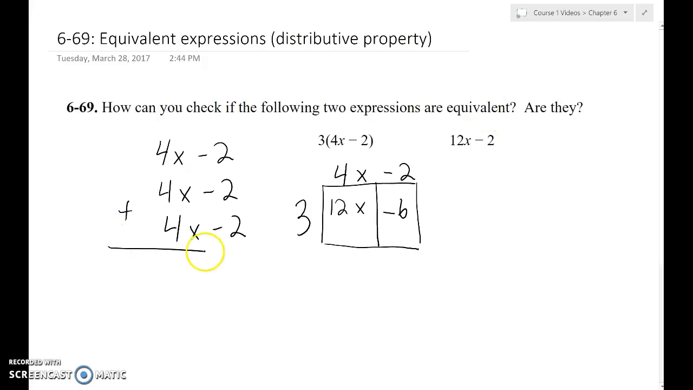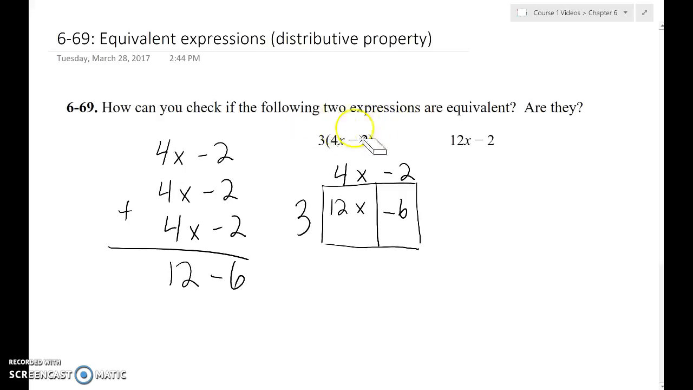I can tell that here. If I add up all my 4x's, I get 12x's. If I add up all my negative 2's, I get negative 6. This expression is equivalent to 12x minus 6.